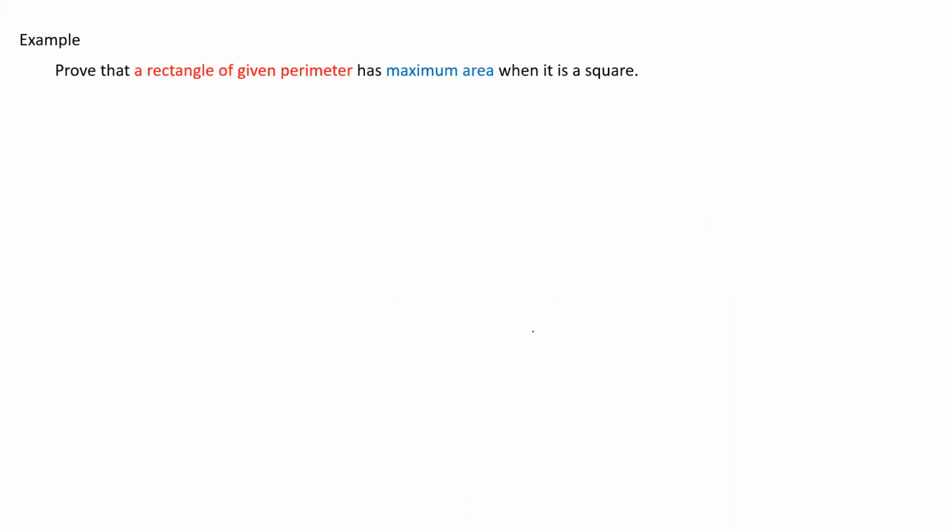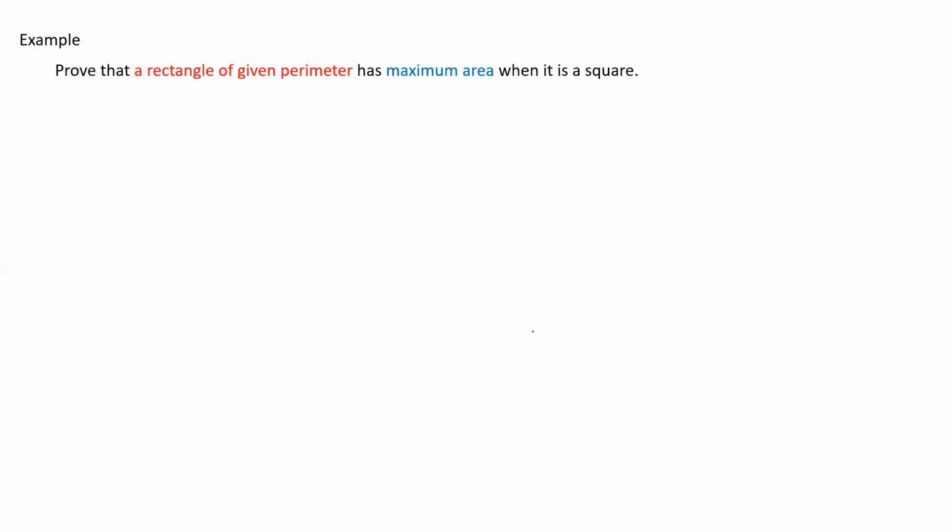Maximum and minimum problems involving boxes. The truth of the matter is that all maximum and minimum problems are solved the same way in that you find the slope of the tangent, set it equal to 0, solve, and answer the question. All we're really doing in the next couple of videos is giving you exposure to different types of problems. So we're going to prove that a rectangle of given perimeter has maximum area when it's a square.